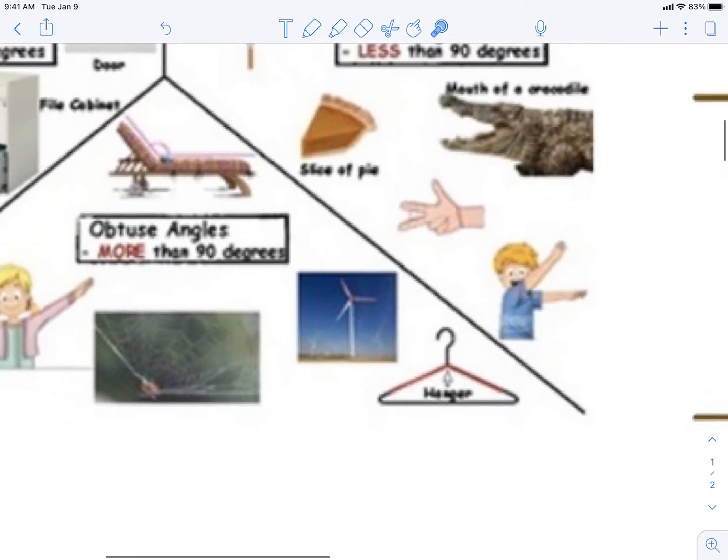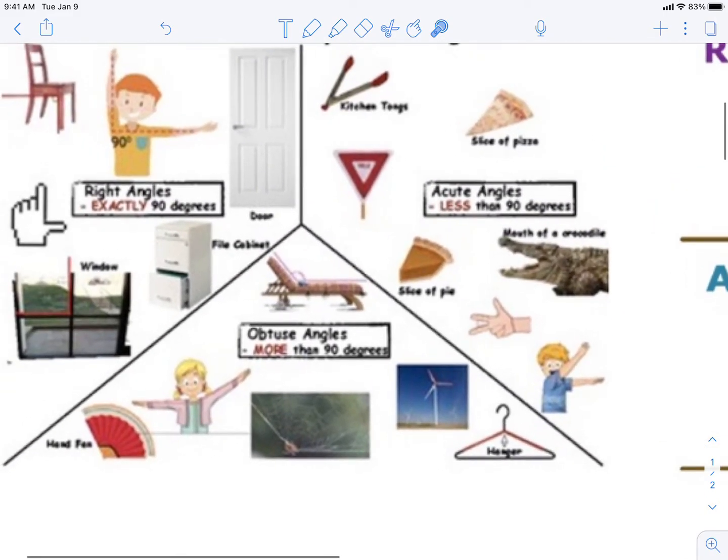And then these fans, if anyone has ever been to Las Vegas, or what is that city out there in the desert? I can't think of it. Anyway, you come up with these giant fans like this, and those are obtuse angles as well. So we have obtuse angles, we have acute angles, and we have right angles.